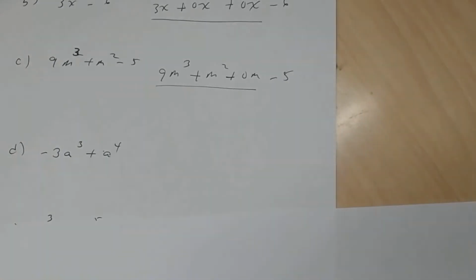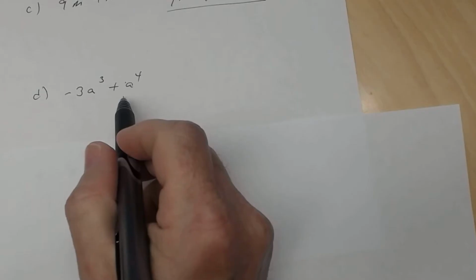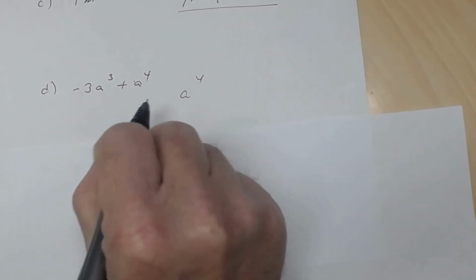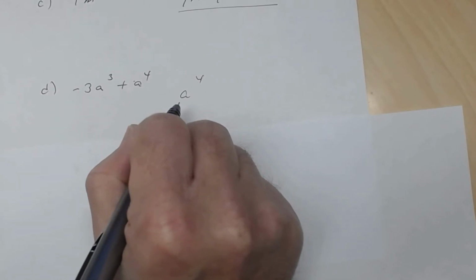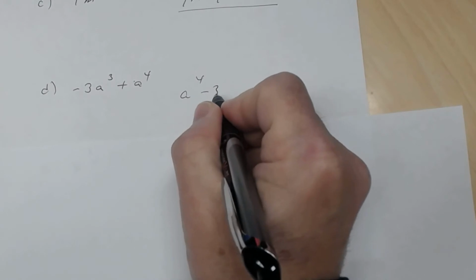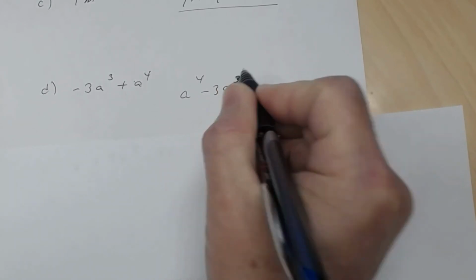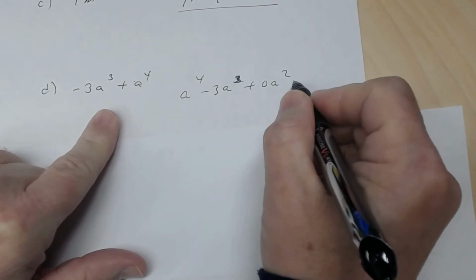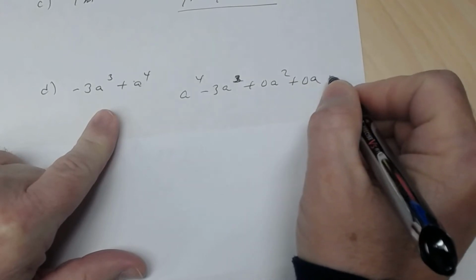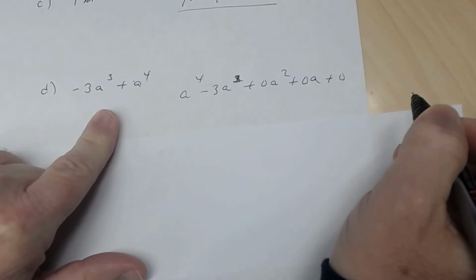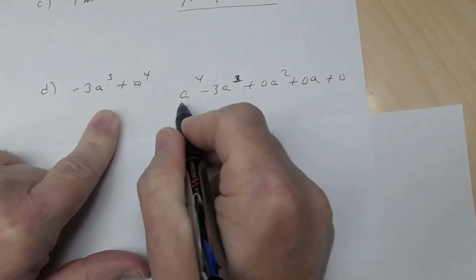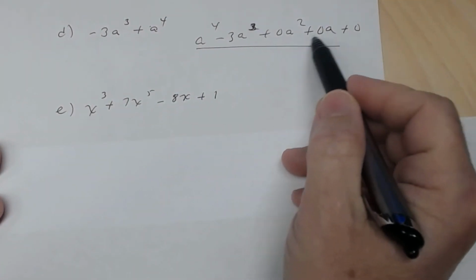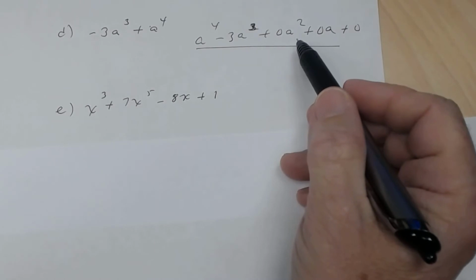All right, next one. All right, so the largest exponent I see is 4. So I'm going to say a to the 4th, because that's the term, a to the 4th. The next exponent would be 3, which I do have, so minus 3a cubed, rather. All right, and then a squared is missing, so I say plus 0a squared. The a term is missing, plus 0a, and then the constant is missing, so I say plus 0. Okay? All right, now, again, when we divide polynomials, these 0 terms are going to be needed.